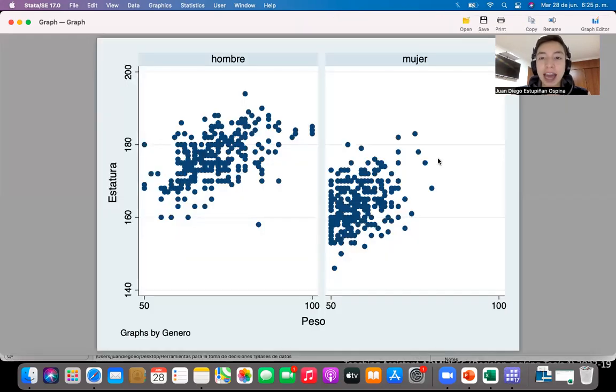So Stata will present a graph in which I will see the relation between the weight and the height, but categorized by the gender of the respondents. Here, for example, we can assume that men have a higher weight and height than women, but the relation between those variables is the same for both of them. Weight and height have a positive correlation in both cases.